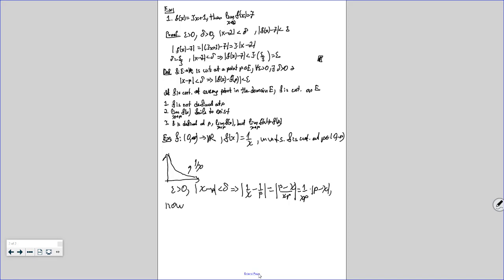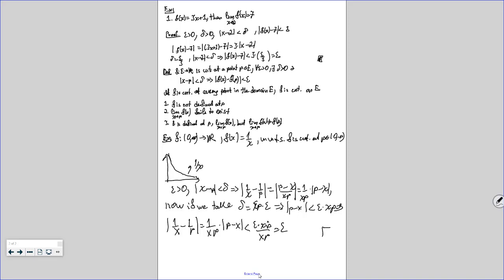Now if we take delta as xp times epsilon, then we have that |p - x| is less than epsilon times xp. So from here, |1/x - 1/p| is equal to (1/(xp)) times |p - x|, which is less than epsilon times xp over xp, which is epsilon. Therefore we prove that the function is continuous.